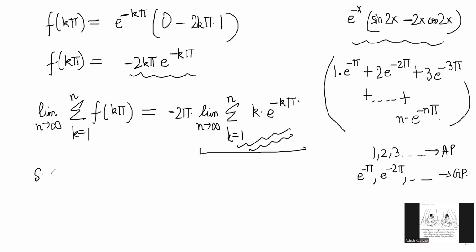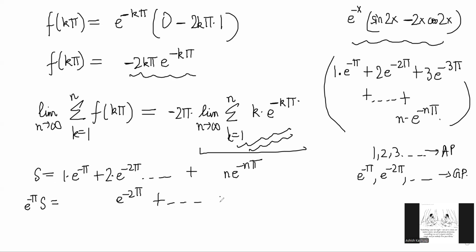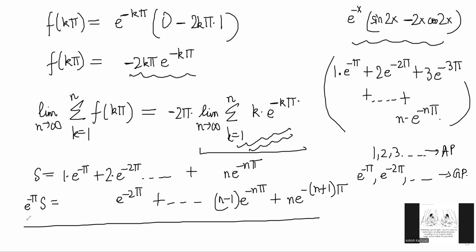So we'll say let S be equal to 1 into e power minus pi plus 2 into e power minus 2 pi and so on till n into e power minus n pi. Multiply this by the common ratio, which is e power minus pi, into S, and shift it by one step. So you'll get something like this, and you'll get n minus 1 e power minus n pi plus n into e power minus n plus 1 pi. And then subtract these two equations here.